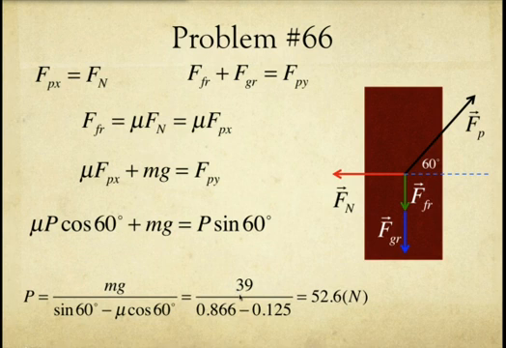And then algebraically, we get 39 divided by 0.866 minus 0.125. That gives you 52.6. And that is it for problem 66.